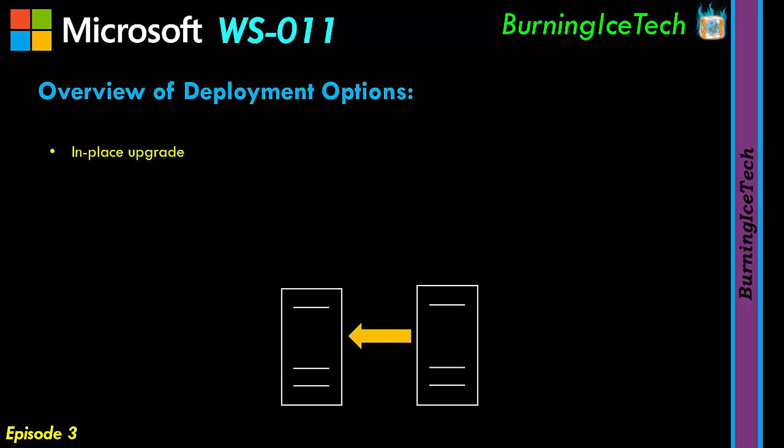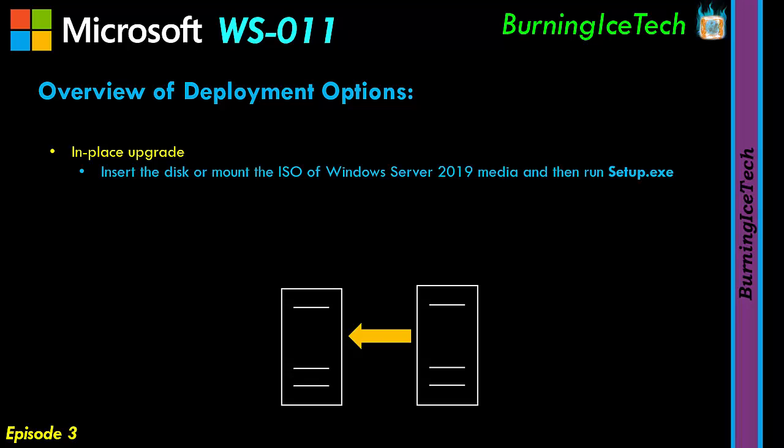So the first step we're going to do here is insert the disk or mount the ISO image. Same as a disk, it's just a digital version of the disk, so to speak. Run the setup file. Respond to the prompt to download updates, drivers, and optional features. I can't tell you what to do there because it depends on your unique environment.